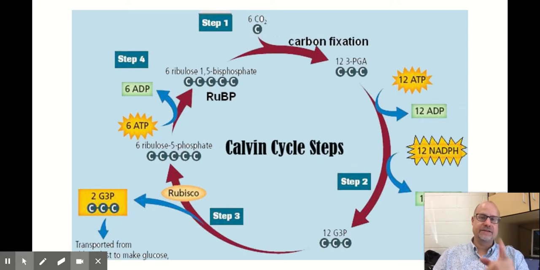First of all, you see at the very top of it, right here where my mouse is pointing, we have 6 CO2. CO2 is carbon dioxide. It's got one little carbon atom there to represent that each molecule of carbon dioxide has one atom of carbon in it.